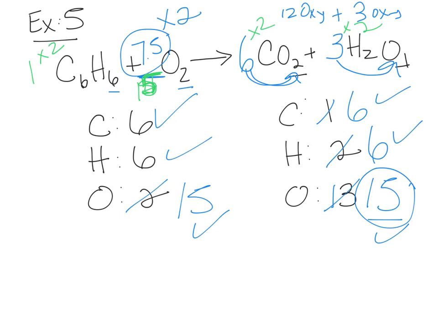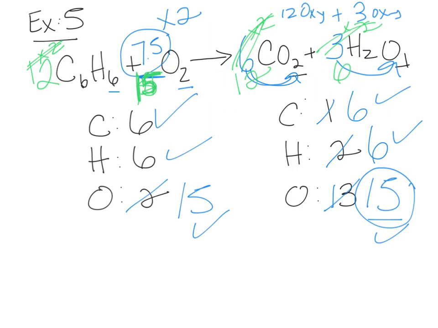So what that means is that I'm going to have 1 times 2 is going to give me the coefficient of 2 in front of C6H6. 2 times 7.5 is going to give me that coefficient of 15 that I talked about before. 2 times 6 is going to give me a coefficient of 12 in front of the carbon dioxide. And 3 times 2 is going to give me 6 in front of the water. So my actual coefficients to balance this out are going to be 2, 15, 12, and 6.